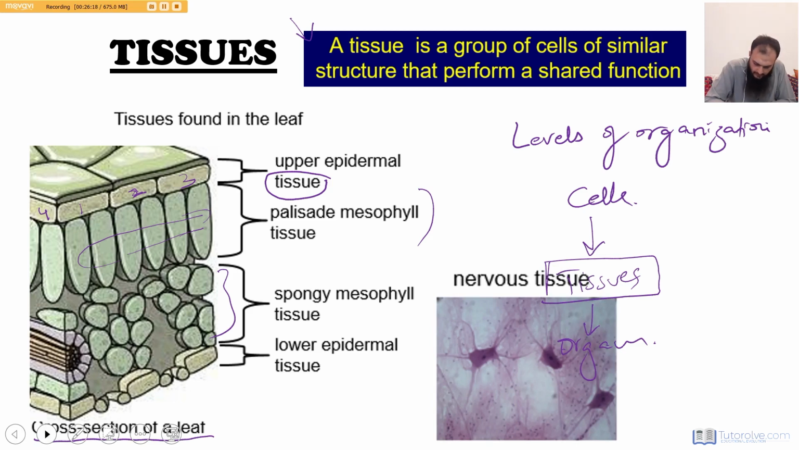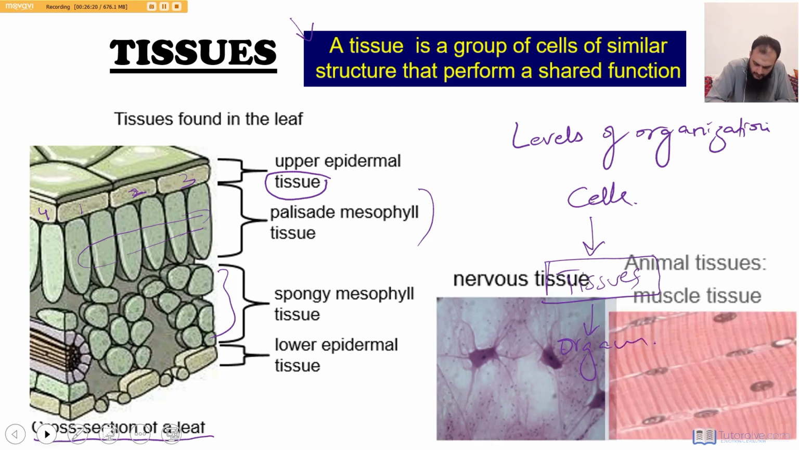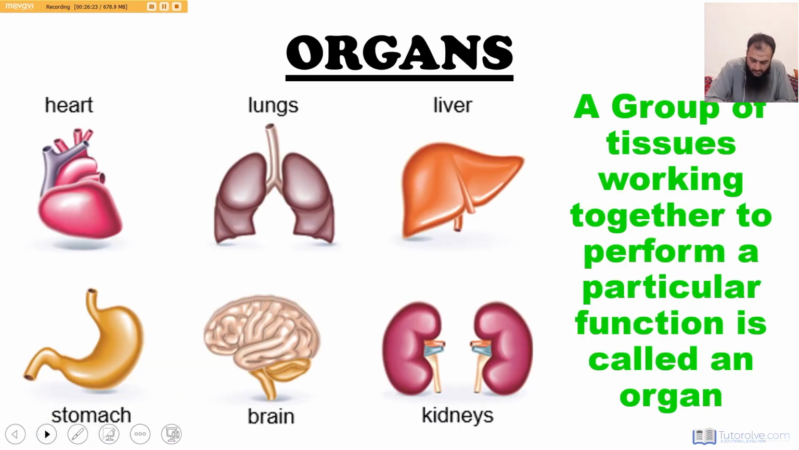Now, again, giving you examples, we've got nervous tissue, we've got muscle tissue. Now, the next progression in level of organization is the organs itself. So I'm sure everybody is aware of different organs that we have in our body, okay? You have the heart, the lungs, the liver, the stomach, the brain, the kidneys. Now, when a group of tissues work together to perform a particular function, that's known as an organ. Okay, the definition sounds quite similar, but the idea is the same.